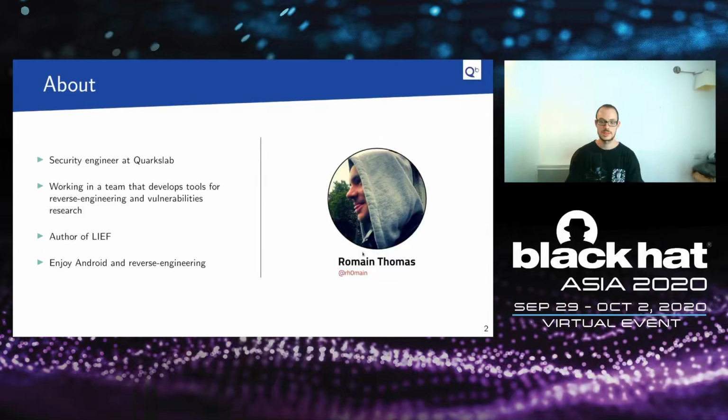I'm Roman Thomas, a security engineer at Quarks Lab, where I'm in the team that performs security assessments but also develops tools to automate the reverse engineering process. Among these tools we develop Triton, which is a symbolic execution framework. We also develop LIEF, which enables modifying executable formats such as ELF or PE. And we developed QBDI, which is a dynamic instrumentation framework that will be discussed in this presentation.